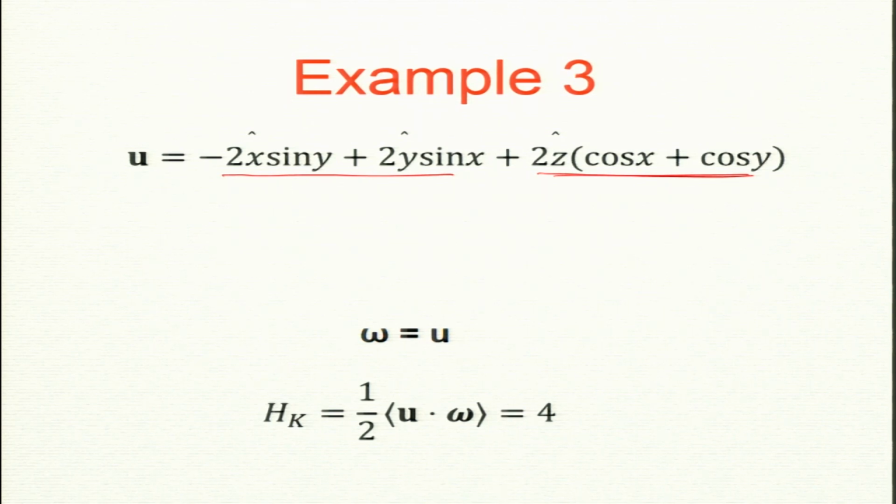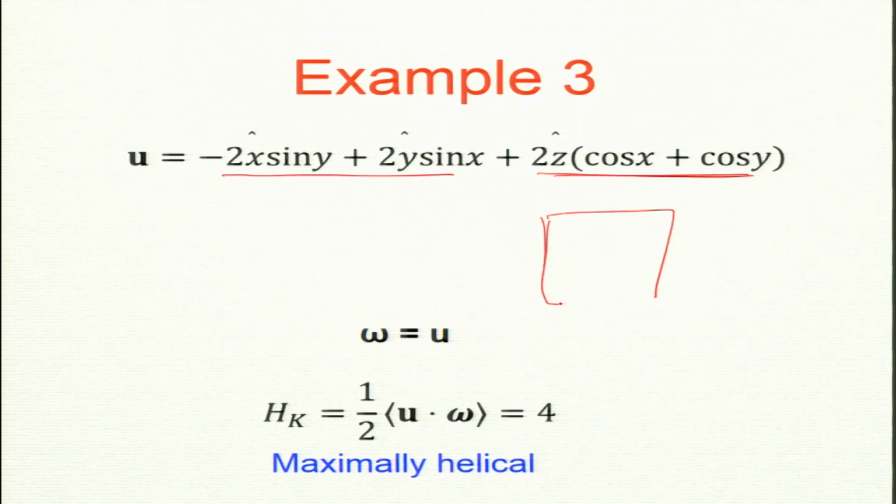And the picture I am going to show you is in the next slide. So Hk is positive, kinetic helicity is maximal. So this is maximally helical. Now if you look at the picture, let's try to understand. Okay. So this was my vector field. In the middle it was going like that, right? So this field is exactly the same as what I did in the last slide.